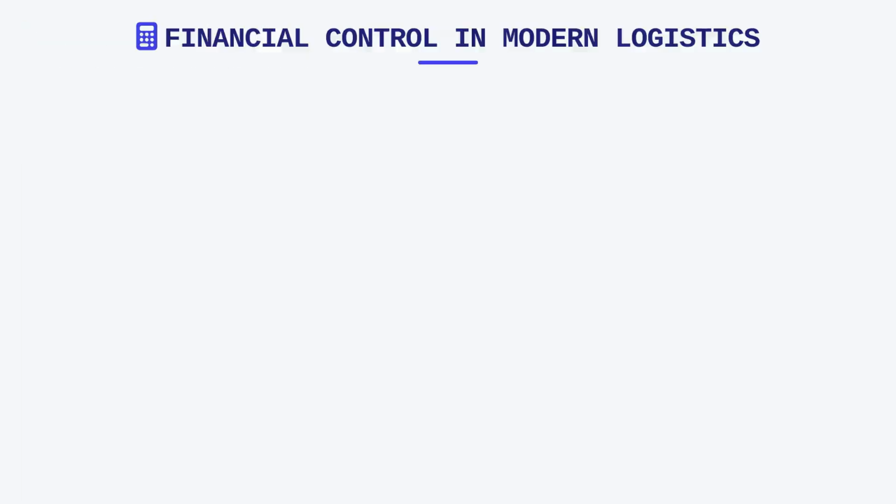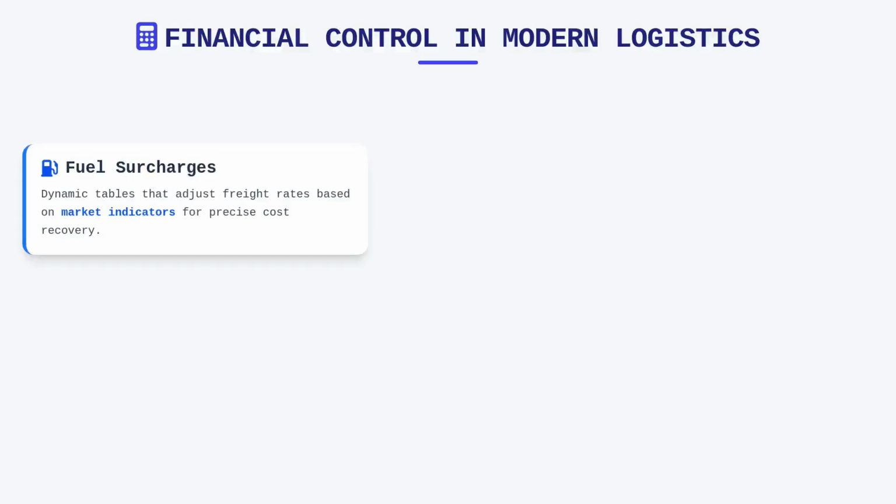Beyond the basic mechanics of movement, modern logistics requires precise control over the financial variables that influence the cost of shipping. Fuel surcharges are handled through dynamic tables that allow you to adjust freight rates based on fluctuating market indicators, ensuring your cost recovery strategy remains accurate.